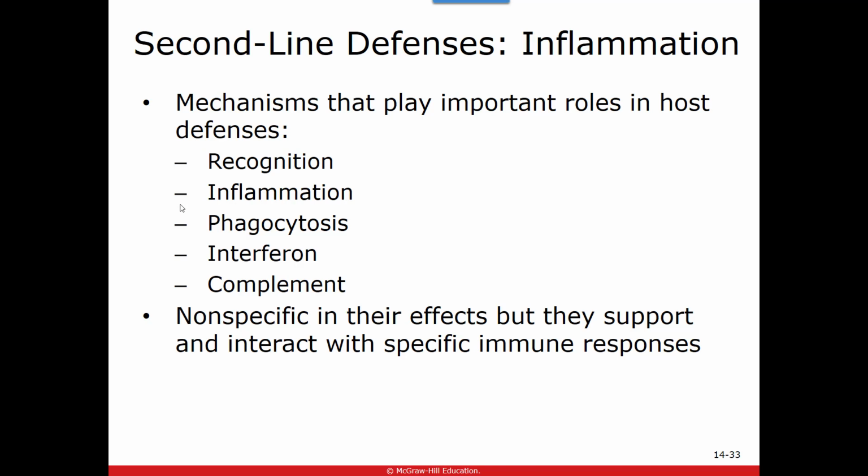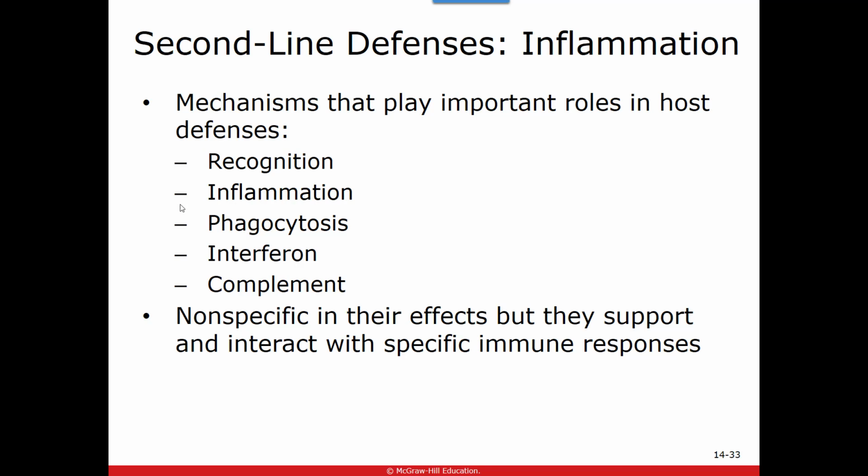Again, we have to have recognition of foreign invaders. Inflammation, which we're going to talk about next, is a big mechanism that plays a role in defense. Phagocytosis is another big one. We're going to talk coming up about how interferons help and how complement proteins help. Again, they do interact with each other though. Generally, if you all work together, you accomplish more. It's the same as with the immune system.